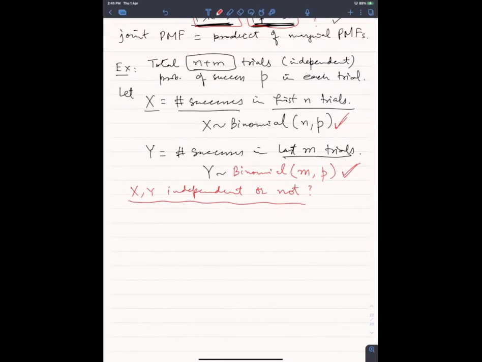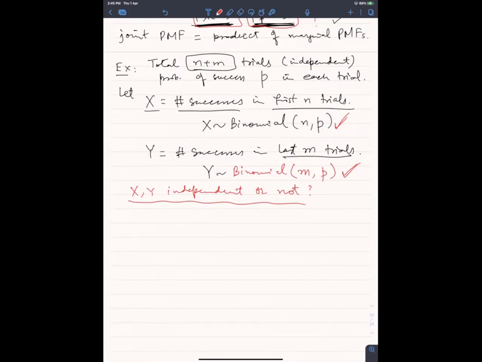व्हाट वुड बी द जॉइंट पीएमएफ? सो इंट्यूशन क्या कहती है कि आर दे इंडिपेंडेंट? आर x एंड y इंडिपेंडेंट? व्हाट डज इंट्यूशन से? इंडिपेंडेंट और नॉट? यस और नो? Yes or no? Independent or not? X and Y.